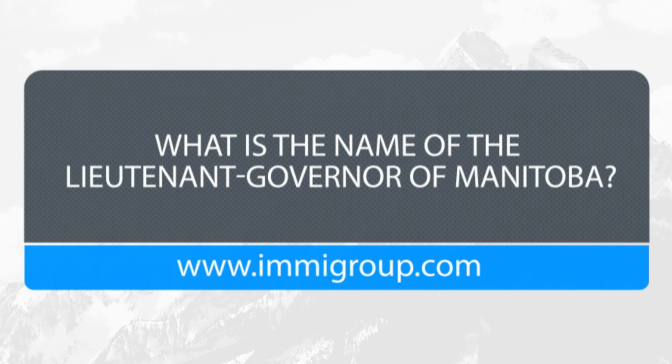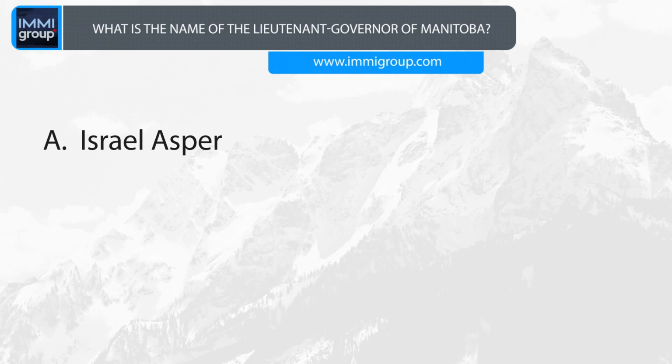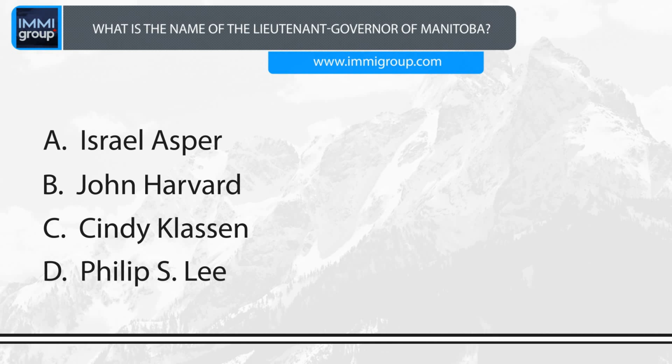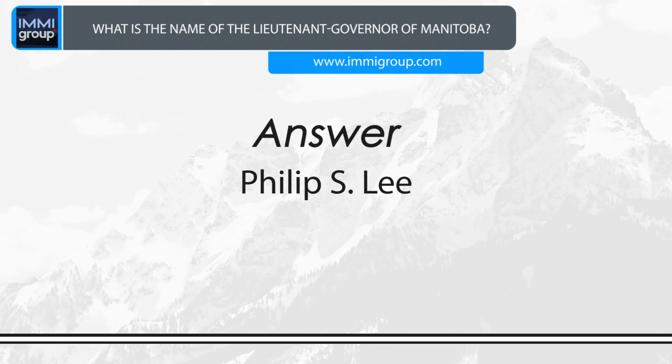What is the name of the Lieutenant Governor of Manitoba? A. Israel Asper. B. John Harvard. C. Cindy Klassen. D. Philip S. Lee. Answer: Philip S. Lee.